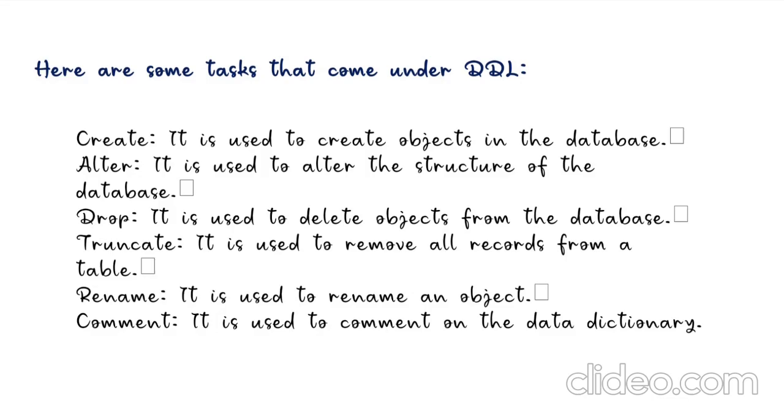Create. It is used to create objects in the database. Alter is used to alter the structure of the database. Drop is used to delete objects from the database. Truncate. It is used to remove all the records from the table. Rename. It is used to rename an object in the table. Comment. It is used to comment on the data dictionary.